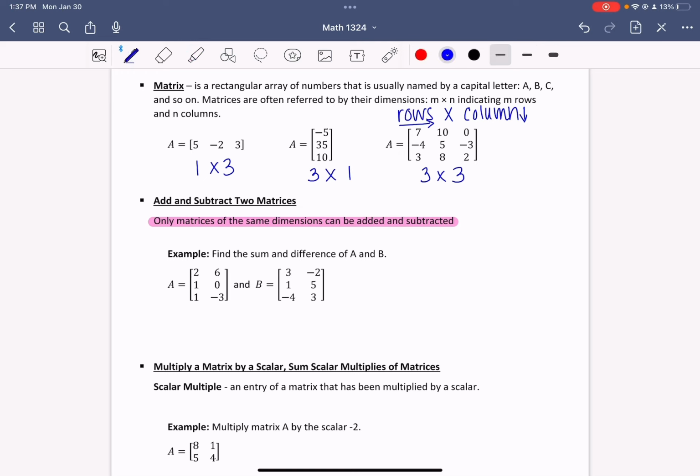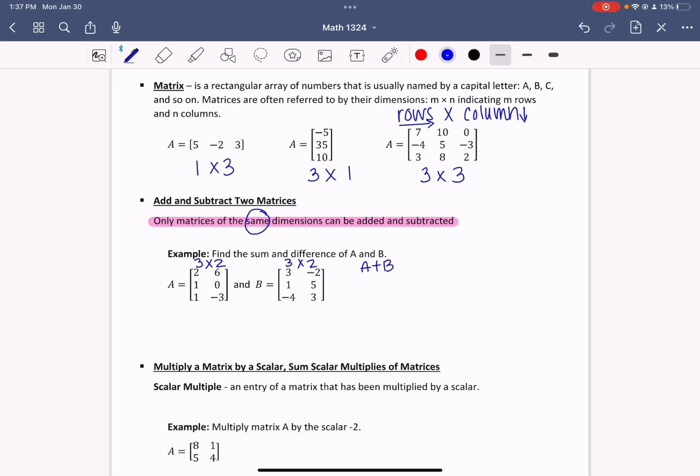and B. Well, this has 3 rows and 2 columns. This has 3 rows and 2 columns. And because they're exactly the same dimension or size matrix, we can add and subtract them. If they had not been the same size, we would just say they cannot be added. Does not work. So let's first start with the addition.